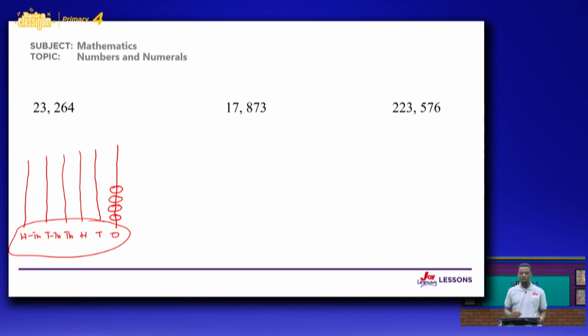Let us move on. Looking at our number, how many counters do you think we are going to put on the tens? I believe you are saying 6. Good. So we are going to put 6 on it. Each counter that we put on it is tens. So our first one is 10, then 20, 30, 40, 50, and 60. Very good. So that is how to represent numbers on the abacus.